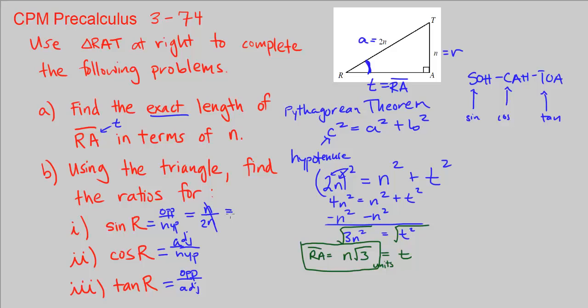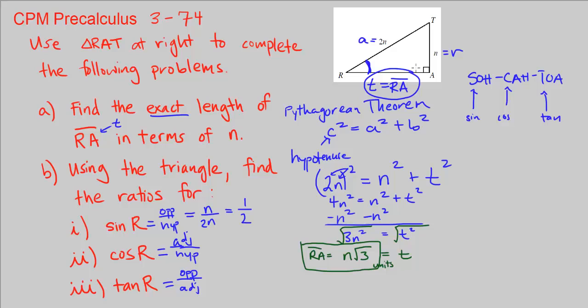Simplifying that, the n's cancel out, so we just get 1 over 2. So sine of angle R is 1/2. Cosine of R, so again, we're looking now at the adjacent side to angle R. We know angle R here is made up of these two rays, or these two sides of the triangle. One of them is the hypotenuse, the other is the adjacent.